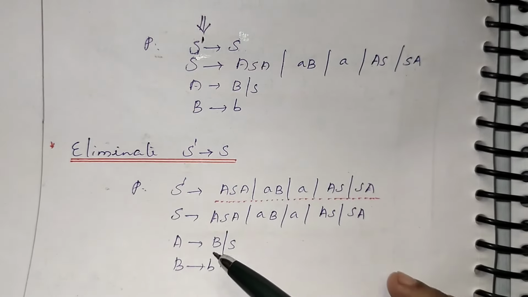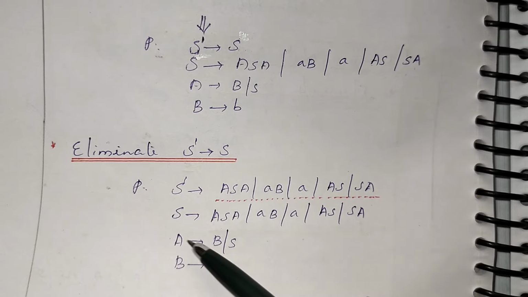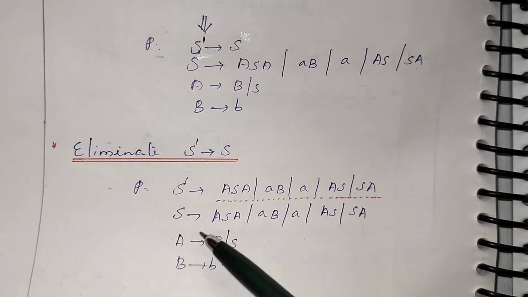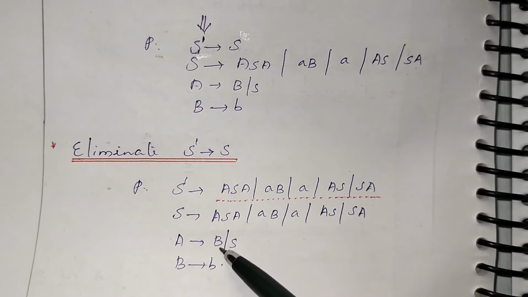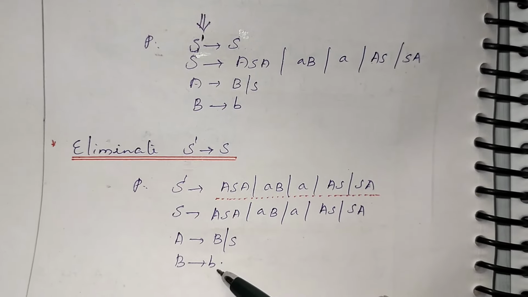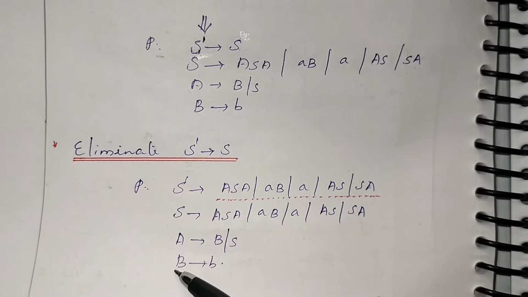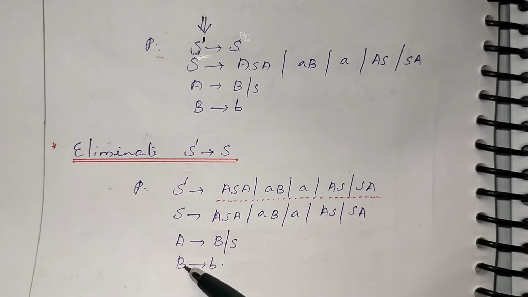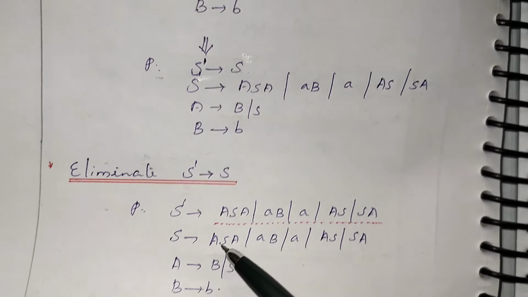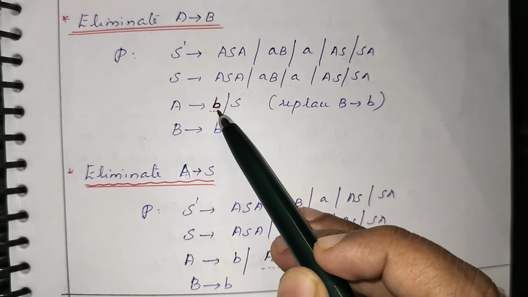Then next unit production here, in this grammar, is A gives B. Okay, if I am eliminating A gives B, I need to replace B with small b. Right? Because we can see the production B gives b. So instead of B, I can write small b. Okay, so that also is over.